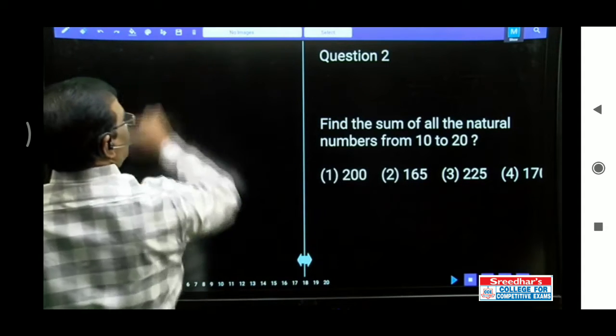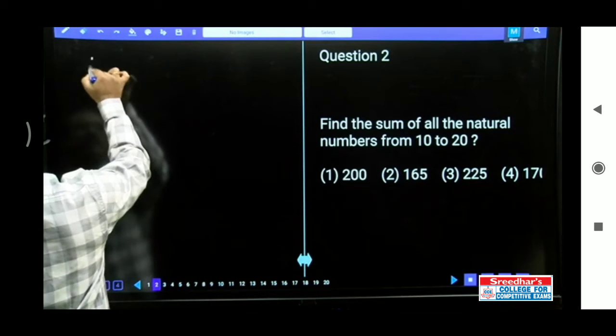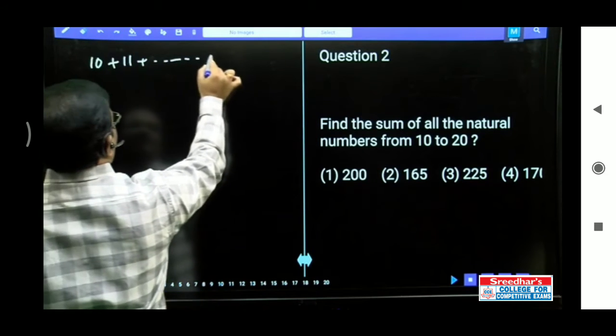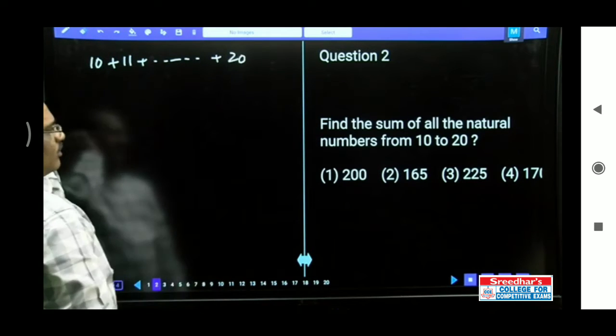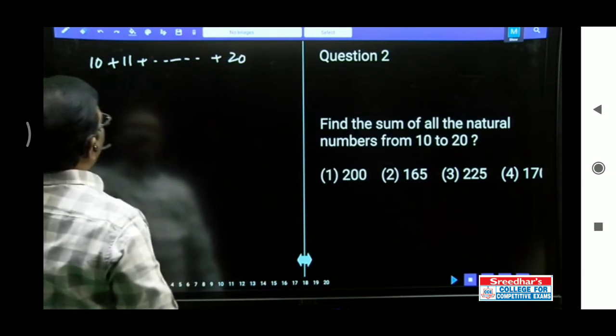Second one, find the sum of all the natural numbers from 10 to 20. 10, 11, up to 20, he is asking. Up to 20. So we can do this in 2 different methods. As we discussed earlier, the sum of the first n natural numbers needs 1 to n.